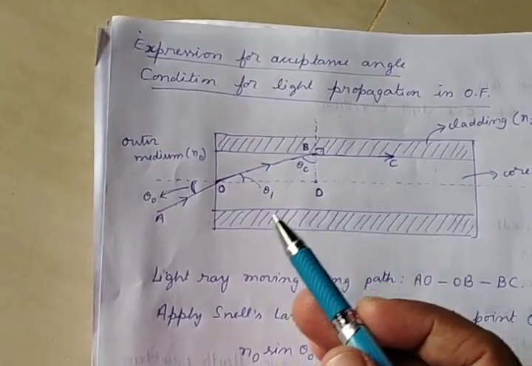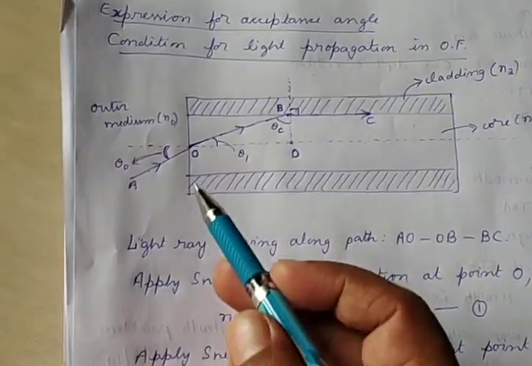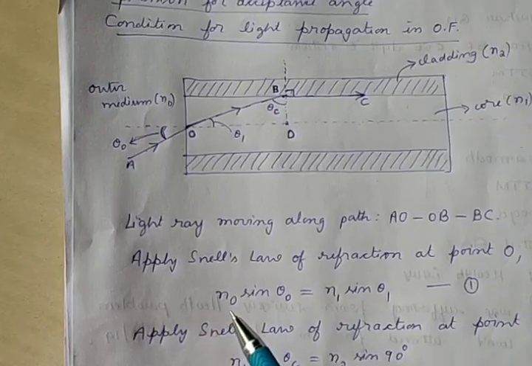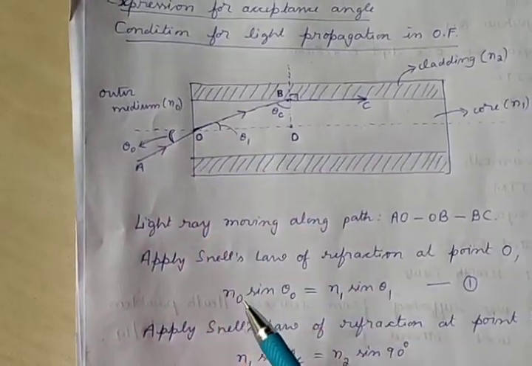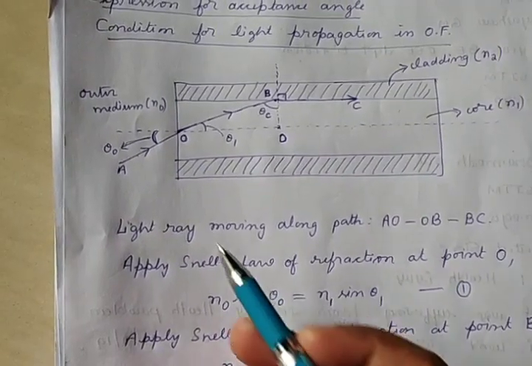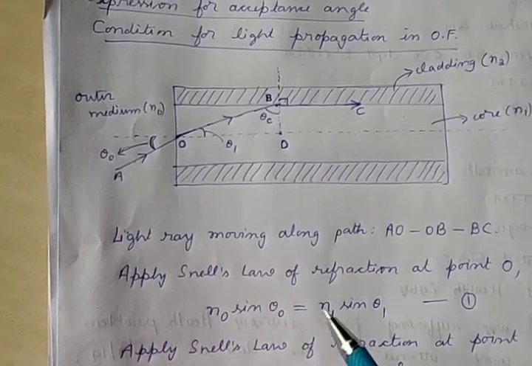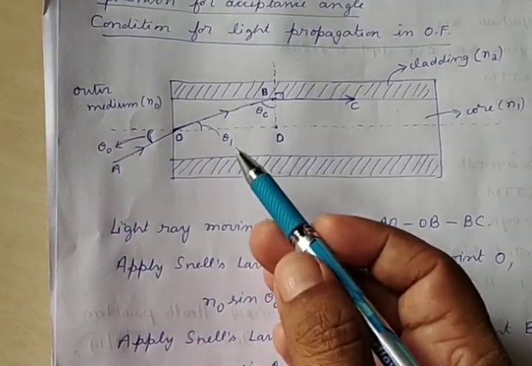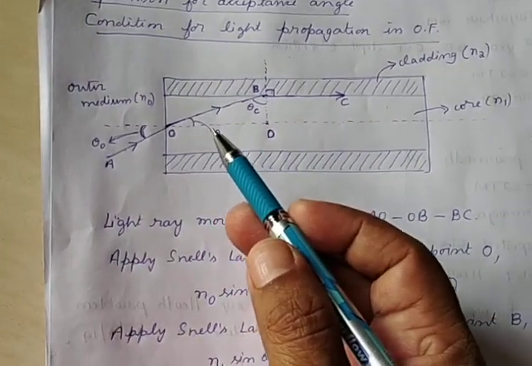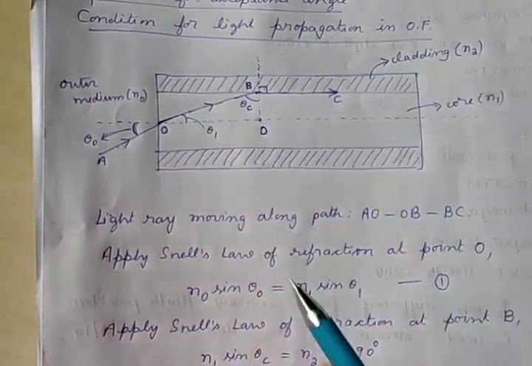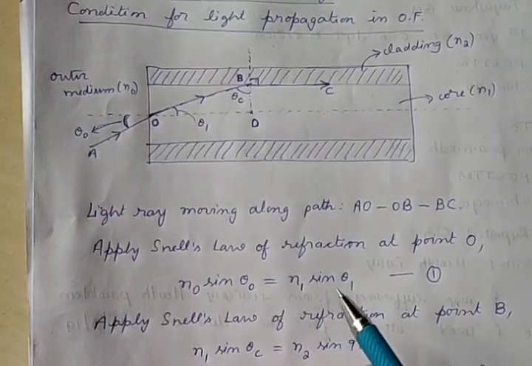We will make use of Snell's law. Apply Snell's law of refraction at the point O. You can write it as n naught, the refractive index of the outer medium, into the sine of the angle theta naught. So n naught sine theta naught becomes equal to n1 sine theta 1, where n1 is the refractive index of the core medium and theta 1 is the angle here. So n naught sine theta naught is equal to n1 sine theta 1.